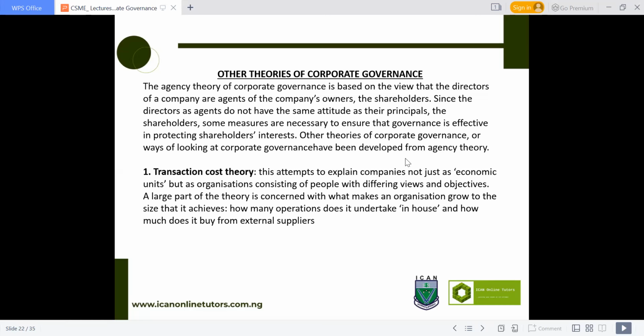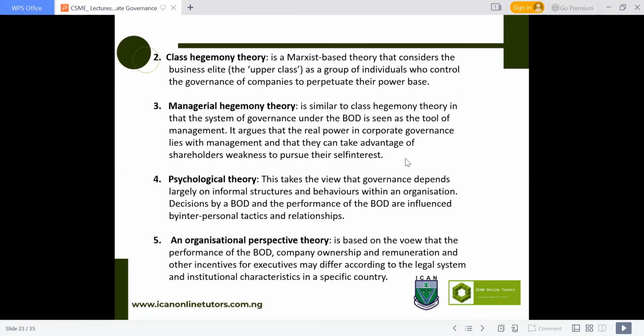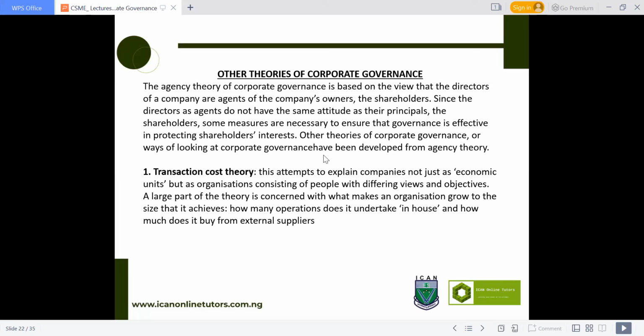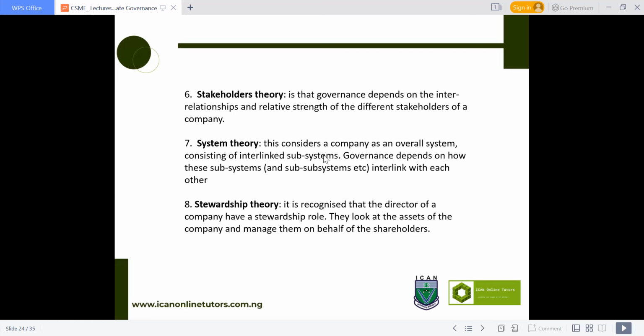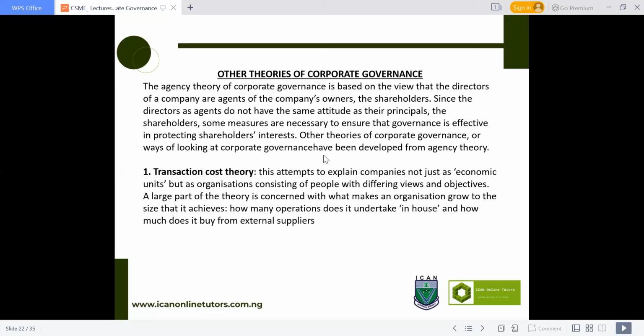So let's talk about some brief theories in corporate governance. But have a look at this first. You can just read for some seconds now. So the theories in corporate governance. Just have a look at the screen. We have transaction cost theory, the classical, the managerial, the physiological. We also have the organization perspective theory, the stakeholder, the system, the stewardship. At least let me just try as much as possible to explain like five of them.